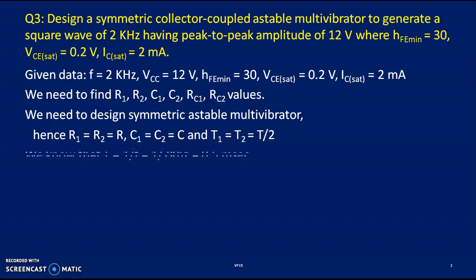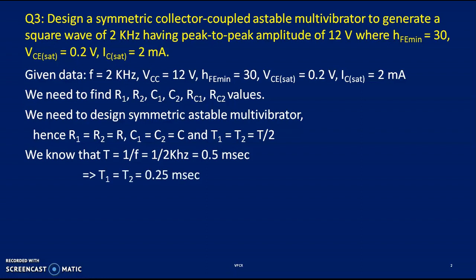Okay, so now we know that capital T time period equal to 1 by frequency. So frequency is given as 2 kHz, then you will be getting 0.5 millisecond. 1 by kilohertz will become millisecond. 1 by 2 will become 0.5. That is how we got 0.5 millisecond.